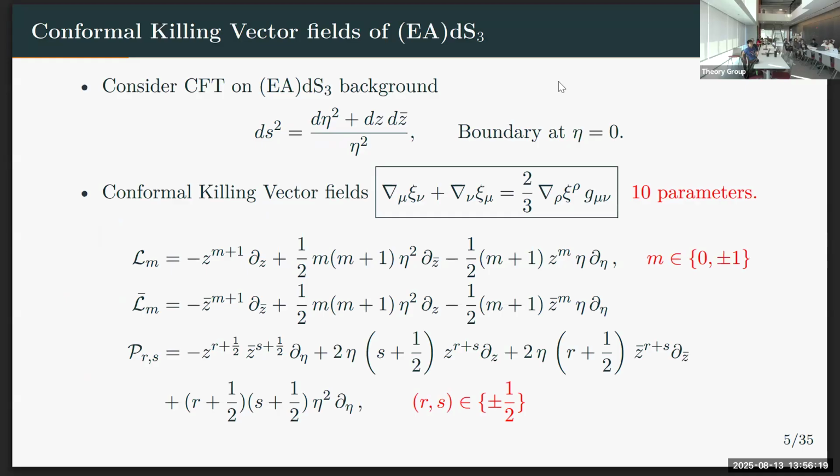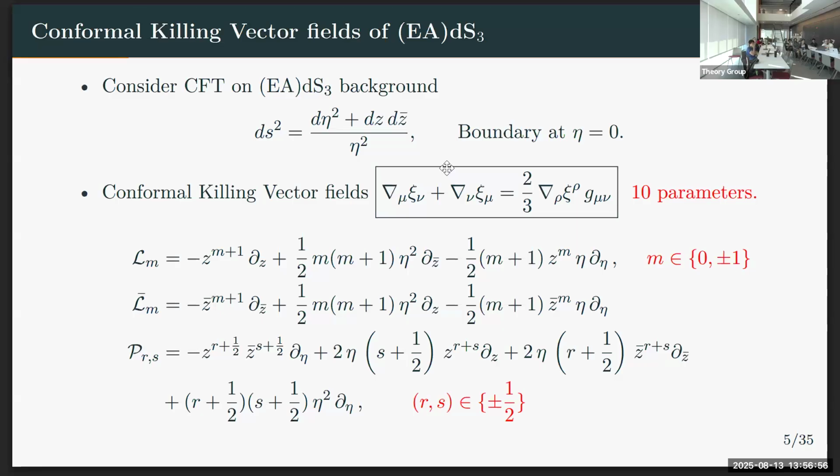Now, the conformal Killing vector fields of such a background can be easily found by solving this box equation, and once you solve it, you find that there are 10 parameters. The CKVs can be written in the following form. You can write curly L_M, curly L bar M, and curly P_RS. As you can see, M runs over three values, 0, plus, minus 1, and R and S run over plus, minus half. So that together gives you 10 CKVs.